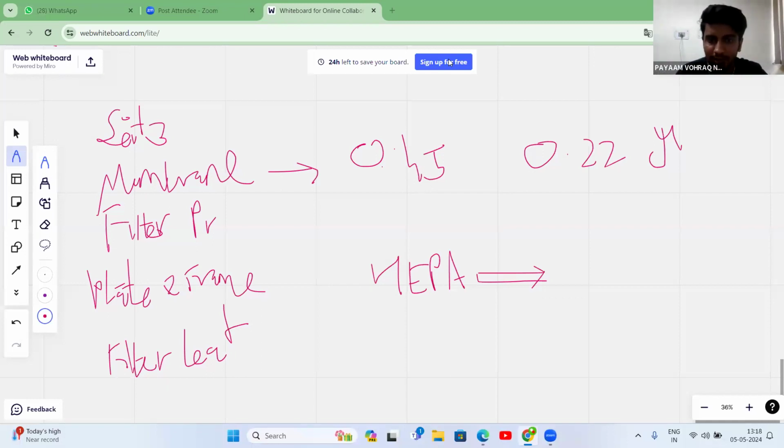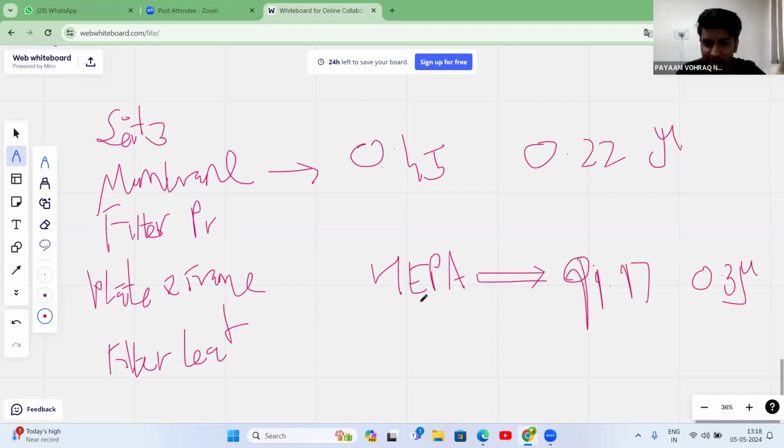Chalo. 0.22. Is it 0? Achha, is it 0.22? Is the micron size 0.3 or 0.2? 0.3. I hope we are clear. Yes. Good. It's 0.3 micron. Please be clear.